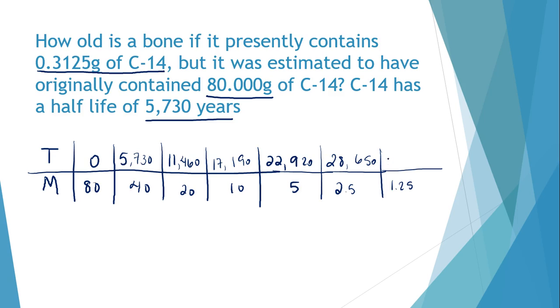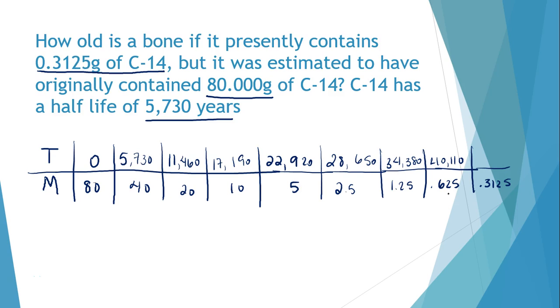The top has become 34,380. Half of 1.25 is 0.625. So this is now 40,110. And with my next division, we will be down to our desired goal.